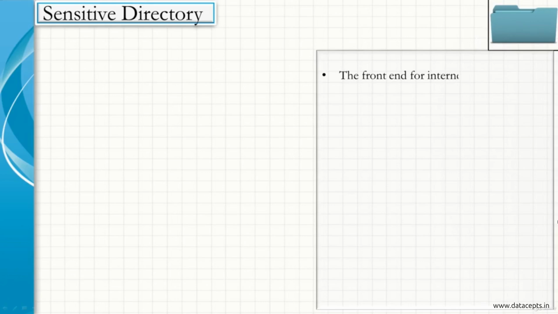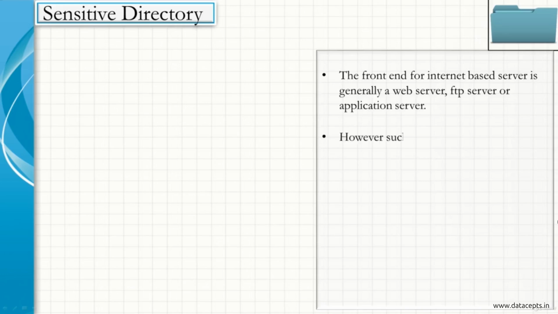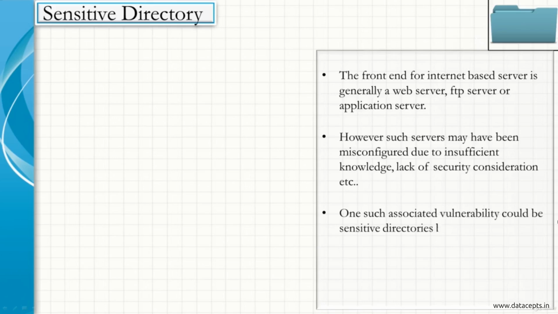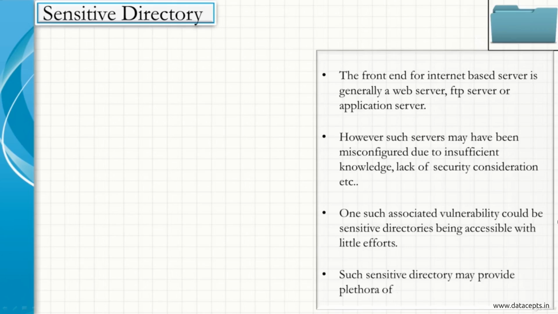Sensitive directory. The front end for an internet-based server is generally a web server, FTP server, or application server. However, such servers may have been misconfigured due to insufficient knowledge, lack of security consideration, etc. One such associated vulnerability could be sensitive directories being accessible with little effort. Such sensitive directories may provide a plethora of information.